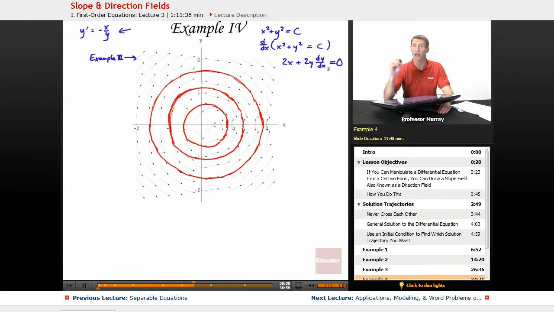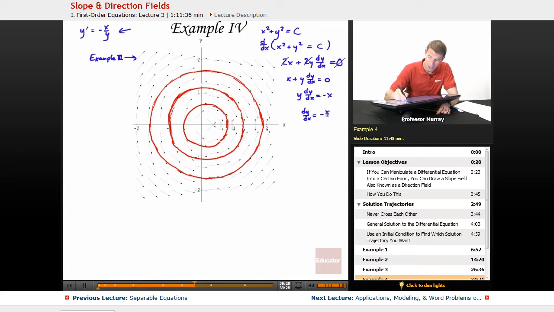What I'm going to do now is solve for dy by dx. So I think I can cancel the 2's by dividing both sides by 2. So I just get x plus y dy by dx is equal to 0. Just divided both sides by 2. y dy by dx, trying to solve for dy by dx, is equal to negative x. Move the x over to the other side. And so dy by dx is equal to negative x over y. Of course, dy by dx is the same as y prime, so I get y prime is equal to, whoops, I forgot my negative sign, negative x over y.